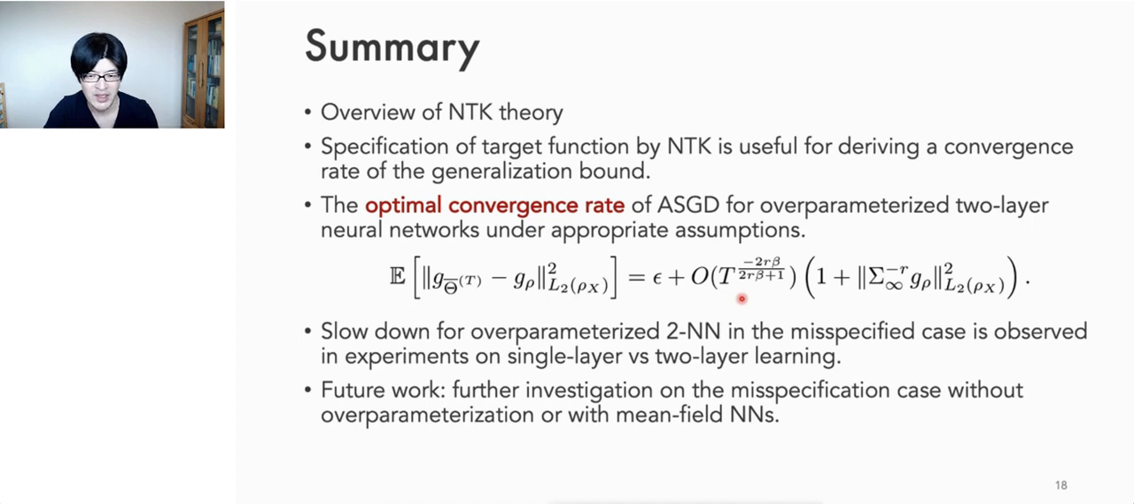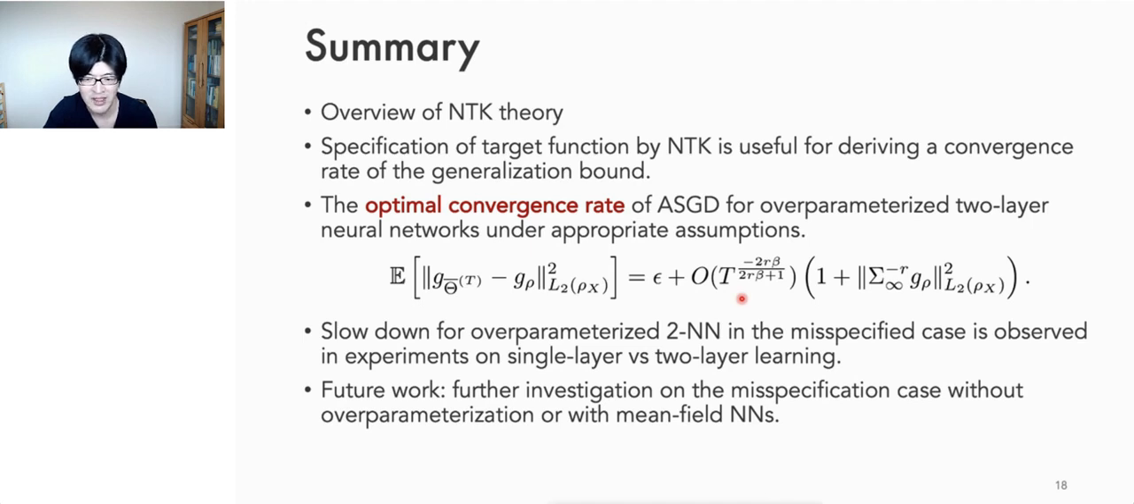Here is a summary. I briefly reviewed the NTK theory and explained that the specification of the target function with NTK is useful for deriving a reasonable rate of the generalization bounds. Based on this intuition, we develop a new theory and derive an optimal convergence rate for ASGD. In addition, we empirically observe a slowdown for overparameterized neural networks in the misspecified case in the experiments on single-layer versus two-layer learning, although we omitted it in this presentation.